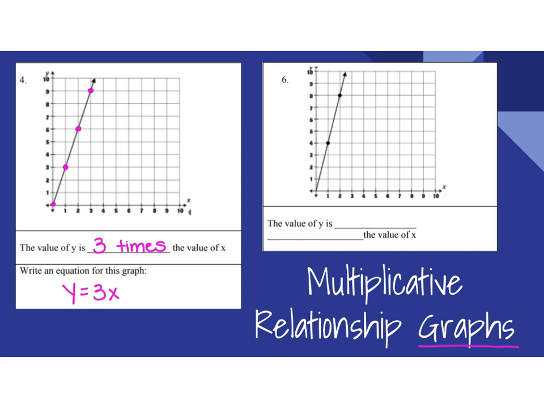I also noticed that the graph goes through the point 0, 0. Whenever it goes through the point 0, 0, we know this is a multiplicative relationship.